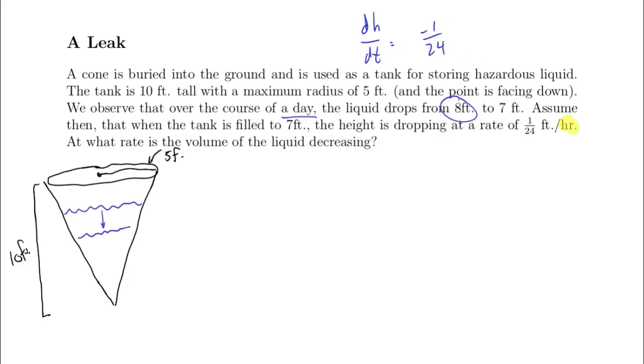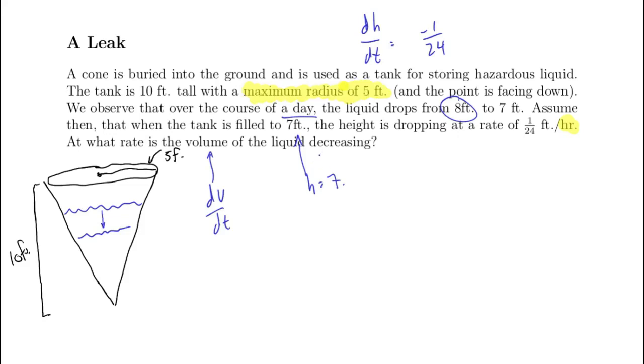And then we're going to say that while we're at 7 feet now, we want to know what rate the volume is decreasing. How fast is our tank leaking? So we're looking for some sort of a dV over dt. We have information about the height, we know that currently our height is 7 feet. And we also could find a radius here. We have some information about the radius, but notice it's not the information about the radius right now. This is the radius at the very top.